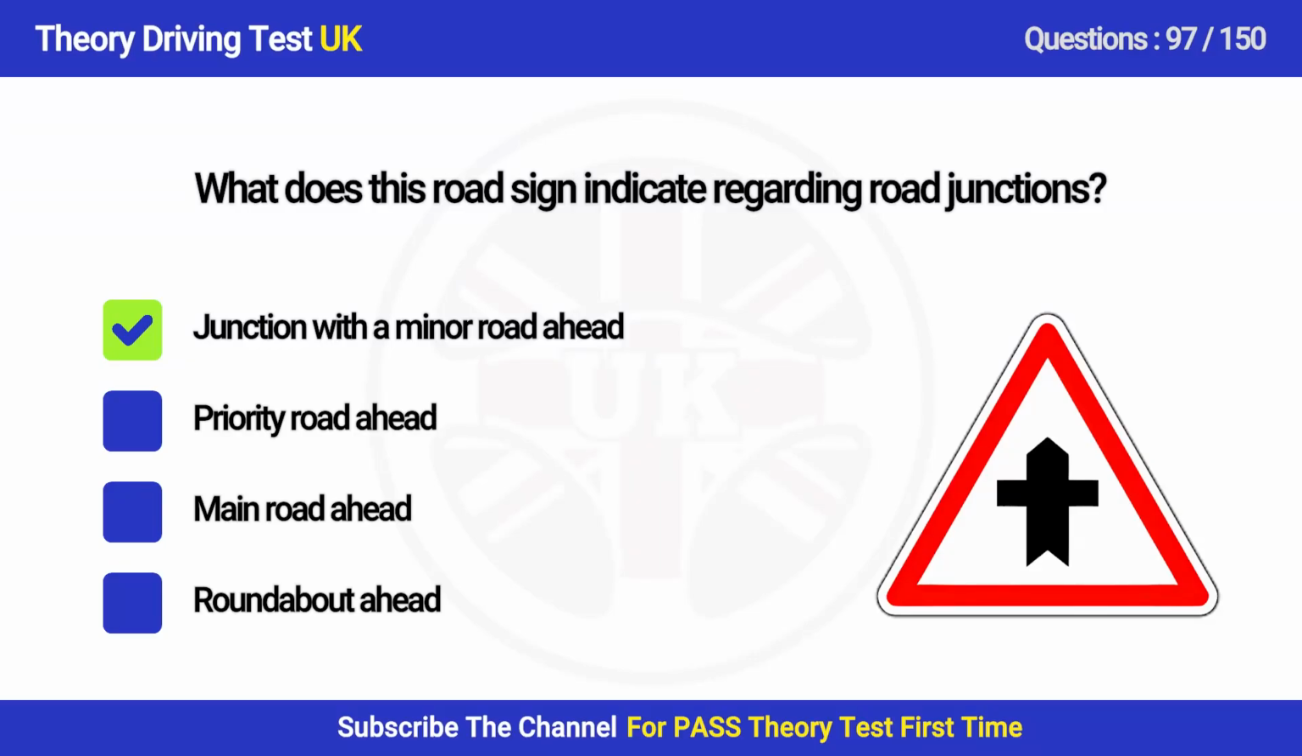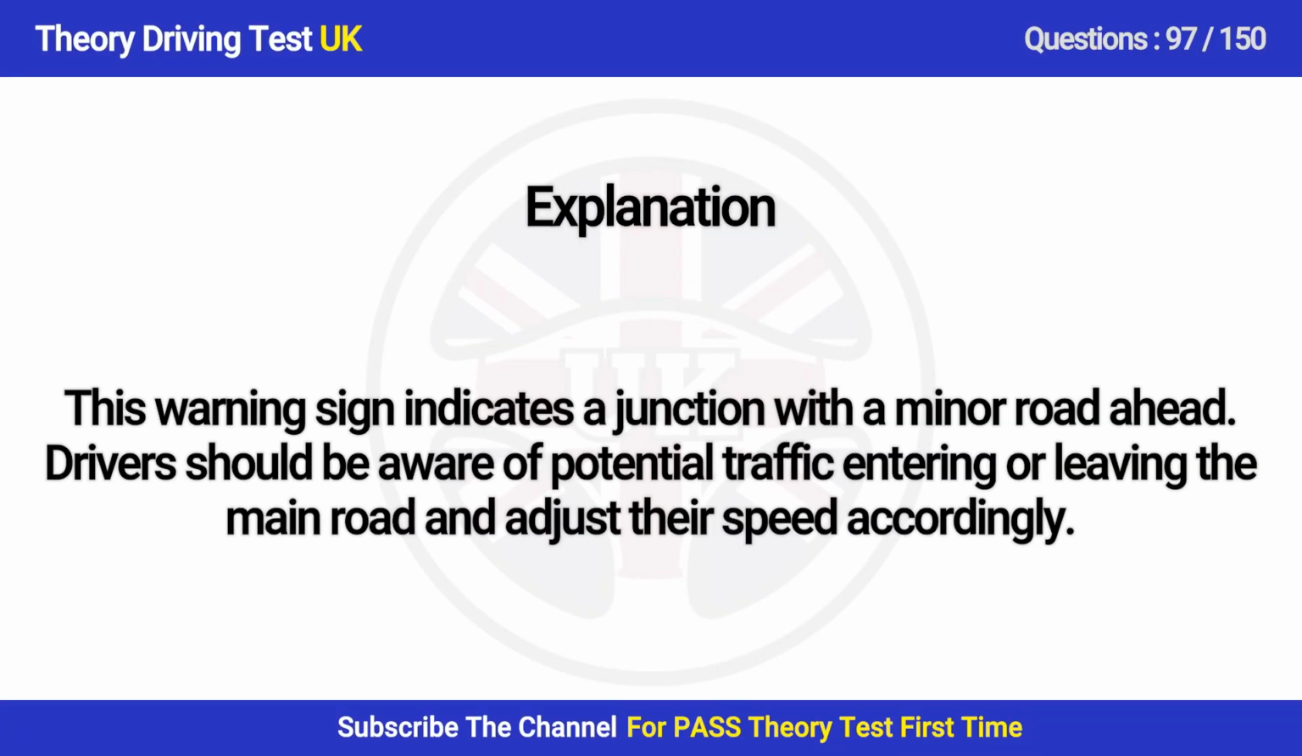Answer is A. Junction with a minor road ahead. This warning sign indicates a junction with a minor road ahead. Drivers should be aware of potential traffic entering or leaving the main road and adjust their speed accordingly.